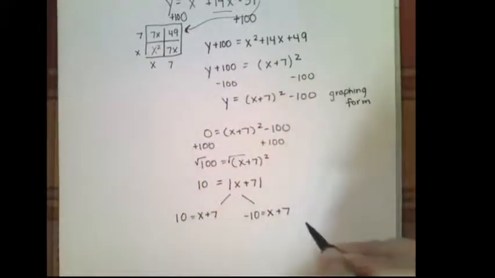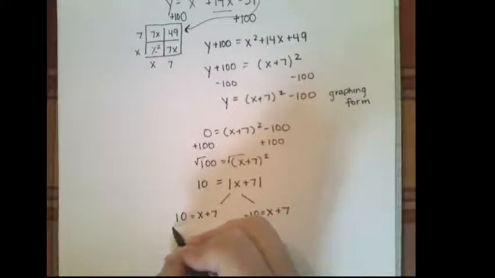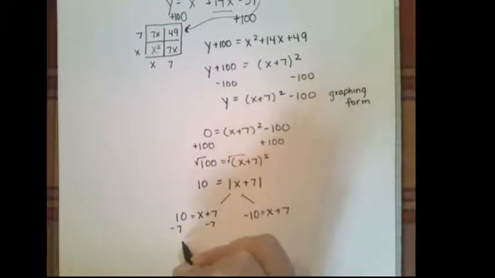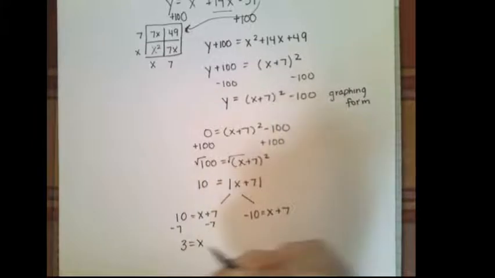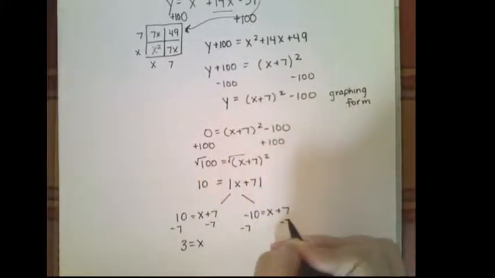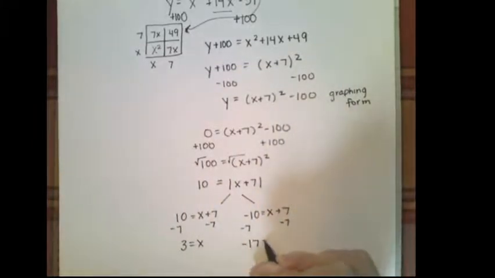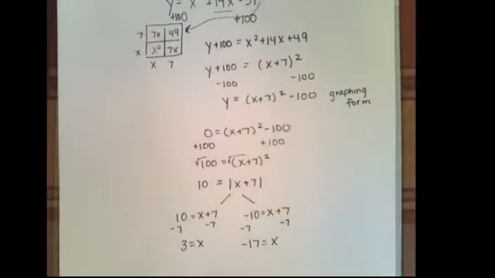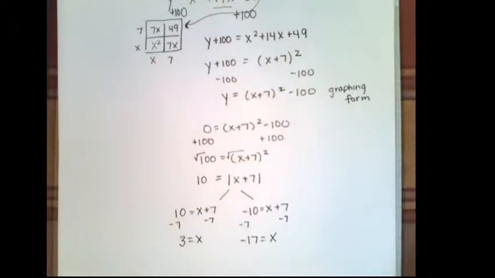Now we take each equation and solve for x. So I have 3 equals x, and negative 17 equals x. So there's our x-intercepts. Now let's take another one where the numbers might not work out quite as nicely as our first one did.